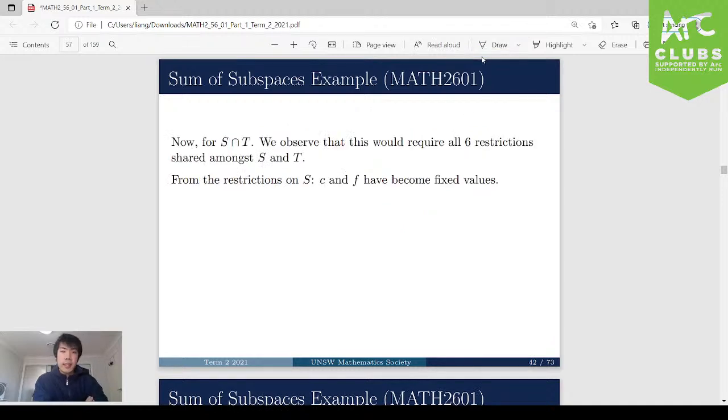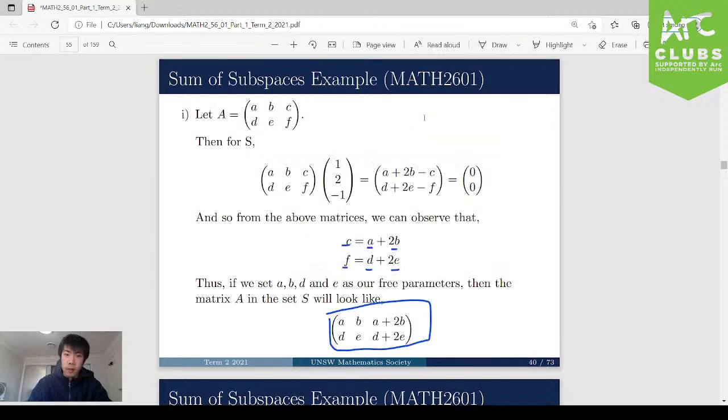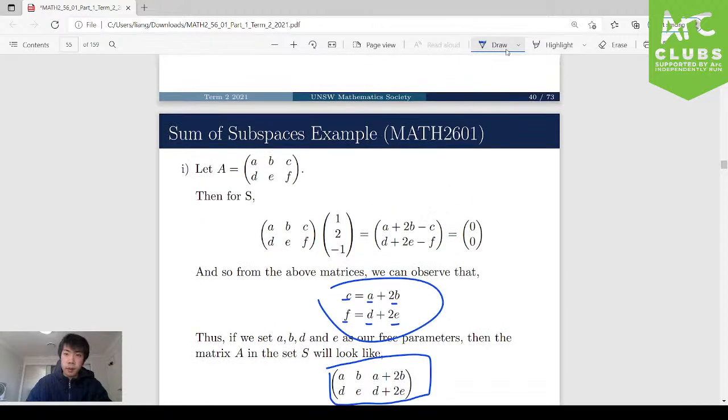Now finally, for S intersection T, there's a short method here. We observe that this will require all 6 restrictions shared amongst S and T, because in order for something to be within S intersection T, it has to be within S and within T. So it must have all of these restrictions.